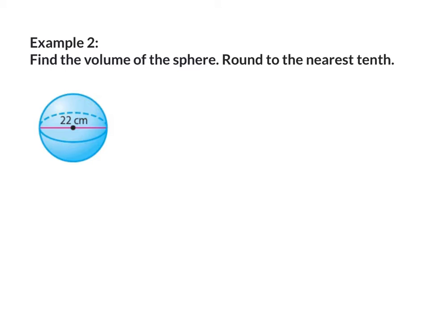Example number 2. Find the volume of the sphere. Round to the nearest tenth. So first I'm going to start by writing down the formula. V equals 4 over 3 pi r cubed. Now I'm looking at my sphere and I notice that I have a diameter of 22 centimeters. However, I need the radius. But I do know that the radius is half of the diameter. So half of 22 is 11. So the radius is 11 centimeters.